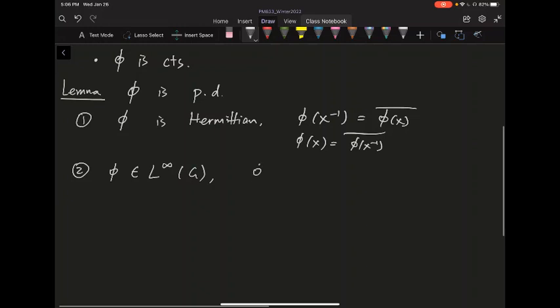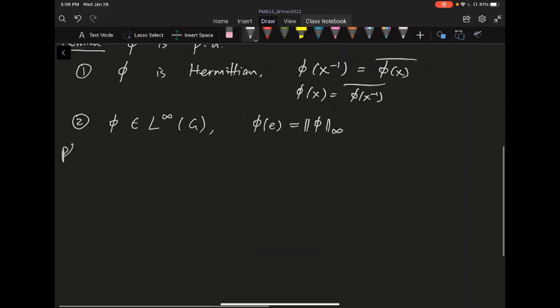Well, we can actually compute its infinity norm. It is essentially just phi evaluated at the identity. So its infinity norm is given by phi of E. All right, so the proof is really simple. First of all, take g1 equal to the identity and g2 equal to x, and consider what g_i inverse g_j is. You can write it out.